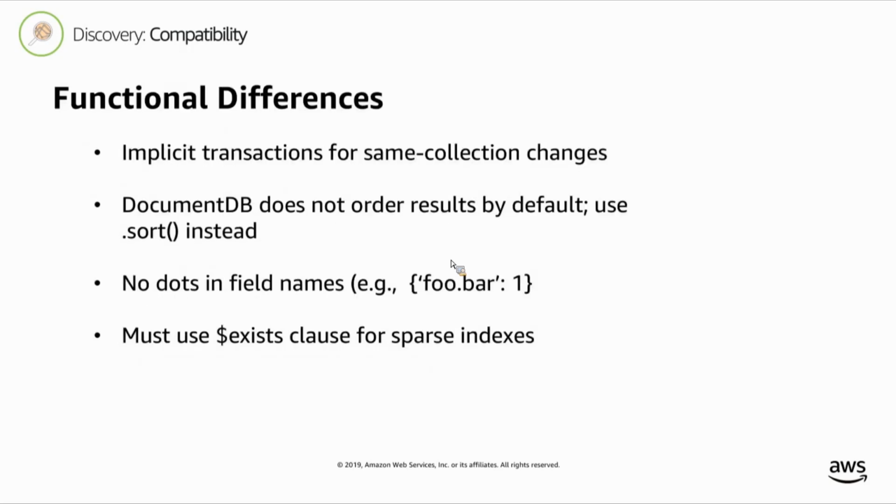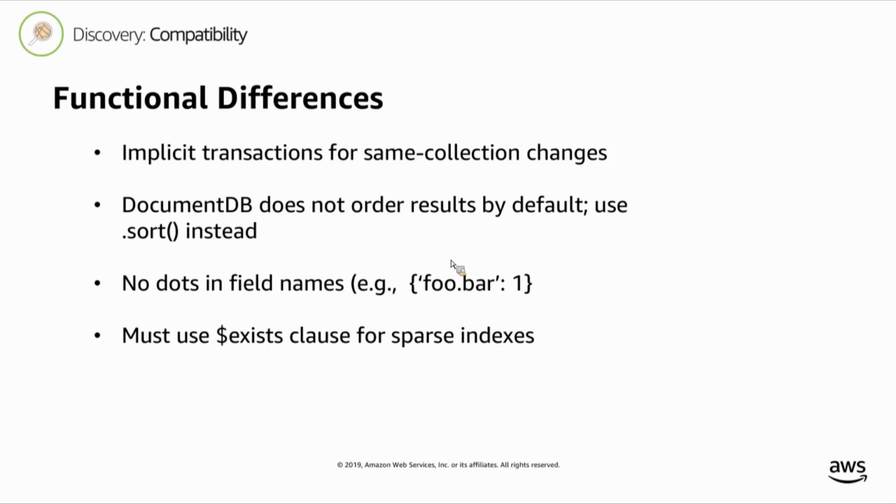So there are some functional differences that exist between MongoDB and DocumentDB. One of the ones to note is that DocumentDB changes to a single collection are implicitly transactional. So this means that if you update a number of documents in a single query, they're all going to update or fail as a unit. It is implicitly transactional. DocumentDB doesn't order results by default like Mongo does, so you have to use an explicit sort on your queries.